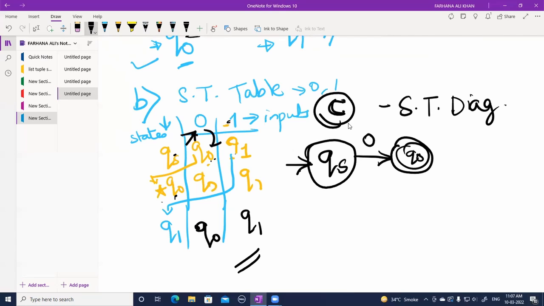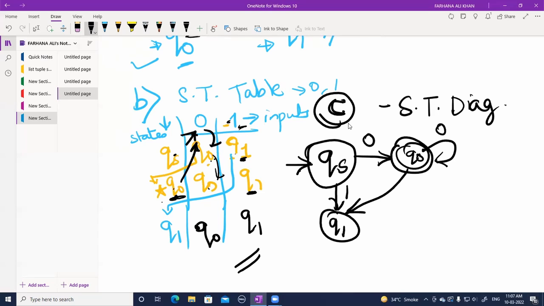Now QS on 1, where is it going? It is going to Q1, so there we have to draw the Q1 state. Now next we have to consider Q0. Q0 on 0, where is it going? Q0 on 0 is going to Q0. So for Q0 on 0, we have to draw a loop because it's going to itself. On the loop, we write the input symbol 0. Then Q0 on 1 goes to Q1. So we have to connect Q0 and Q1 with the input 1.